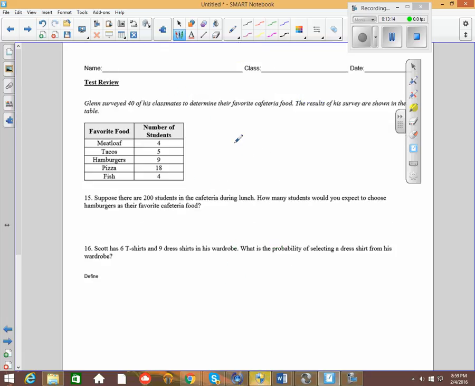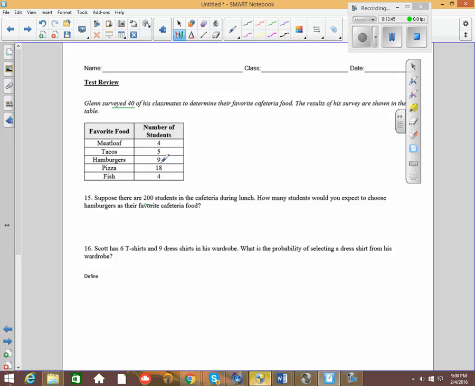Okay, so now we're looking at number 15. It's like a review of something we've already done before, which has to do with proportions. Glenn surveyed 40 of his classmates to determine their favorite cafeteria food. The results of his survey are shown below. Suppose there are 200 students in the cafeteria during lunch. How many students would you expect to choose hamburgers as their favorite cafeteria food?